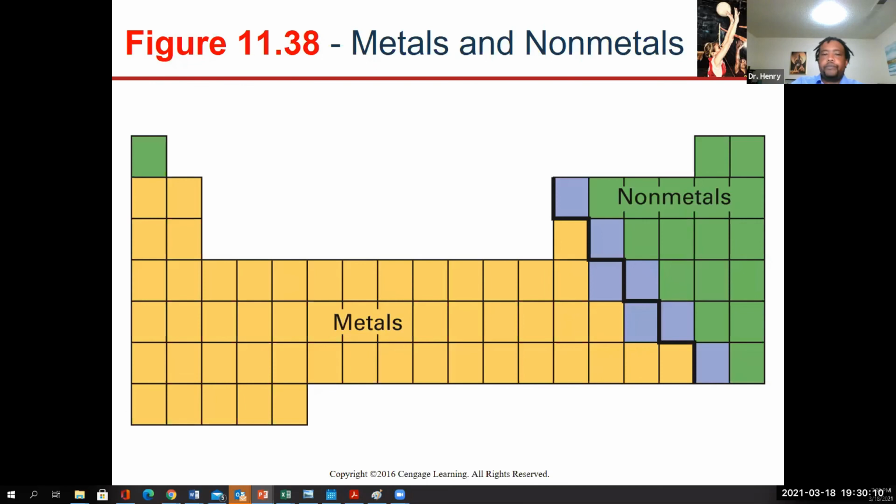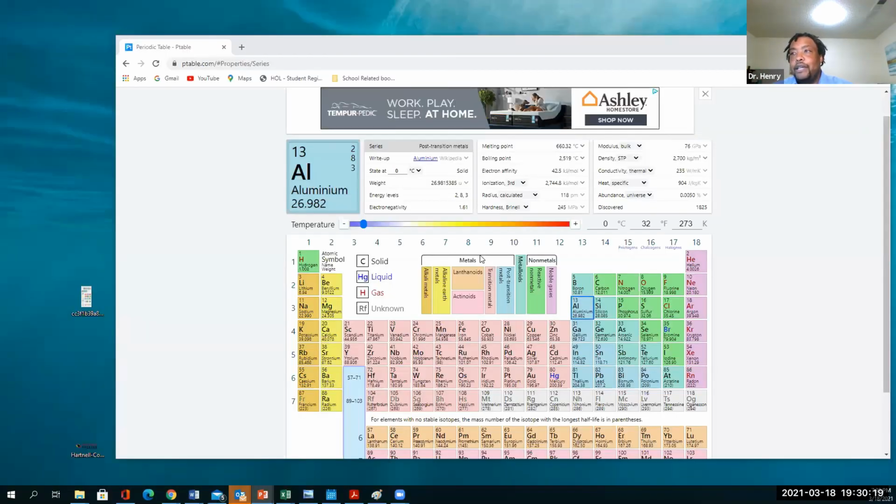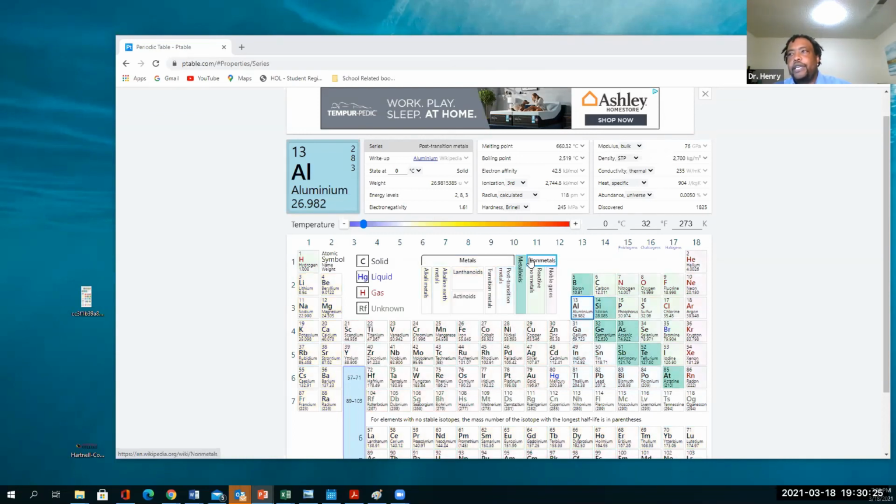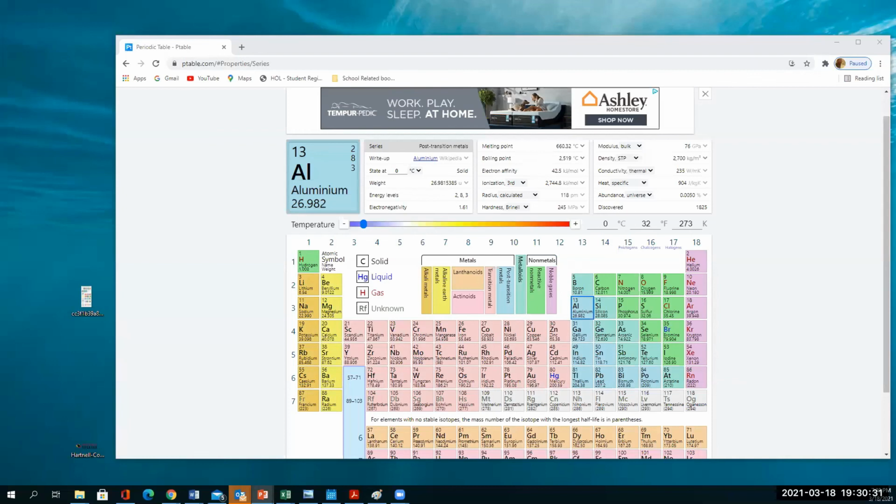Okay. So this is just basically showing you the general idea of metals, but we have a table that does it so much better. If you click up here, it shows you all the metals. You click here, it shows you the metalloids. If you click here, it shows you all the non-metals. You guys see that? I love the P-table. Okay, can you guys see my screen?